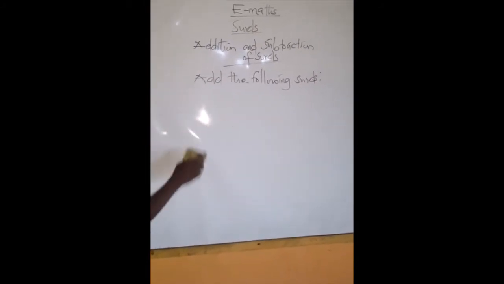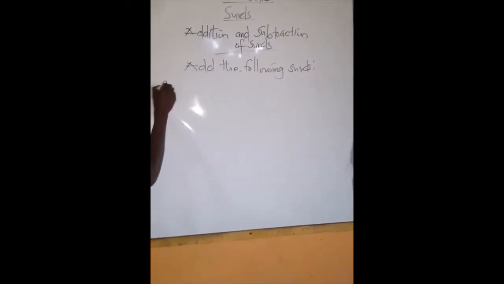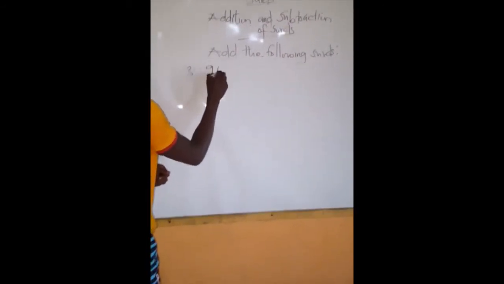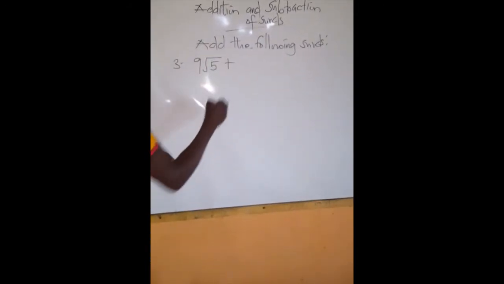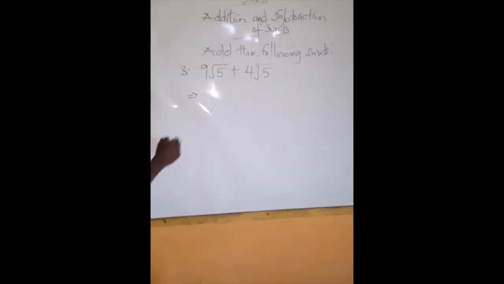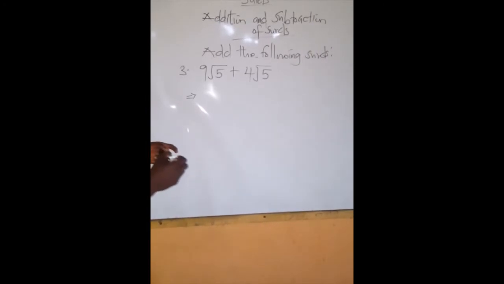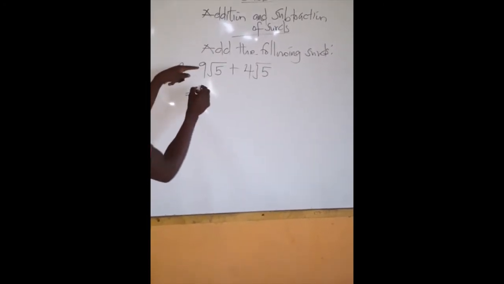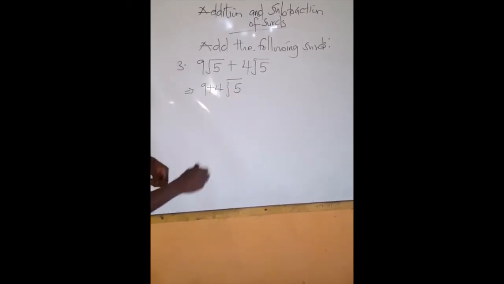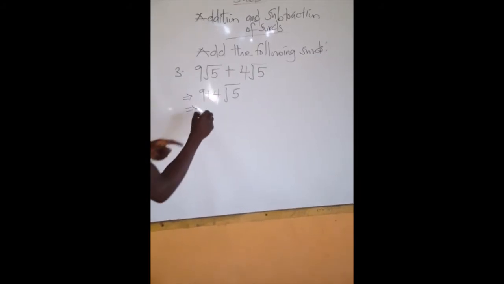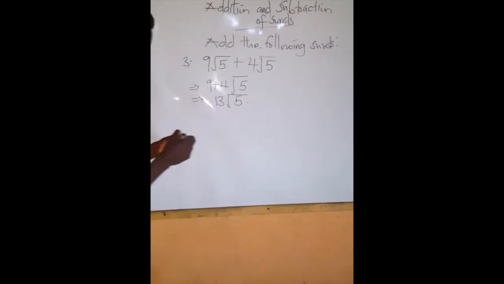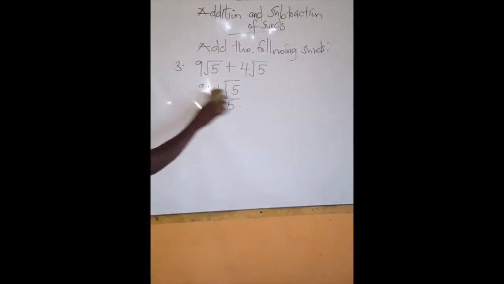Let's take our next example. Example number 3. And this is going to be 9 root 5 plus 4 root 5. So here we have the same numbers in the square root. So what do we do? We add the numbers outside the square root, which are 9 and 4. Then we pick one of the square roots, which is root 5. So 9 plus 4 will give us 13. Now then you get 13 root 5. Okay. Let's move on to the next example.